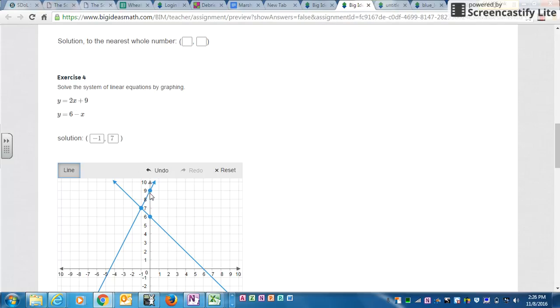So this first line is right here. And I had to go back 1 and down 2 to show my slope of 2. And then this one is 6, y-intercept is 6. And I need to go negative x, so I went down 1 over 1 to make that line. And then I was able to figure out that this is where they intersect. So I gave you now 3 out of the 6 for this section. So you need to be able to do the other 3 on your own based on this video and hopefully based on what you're learning in class as well.